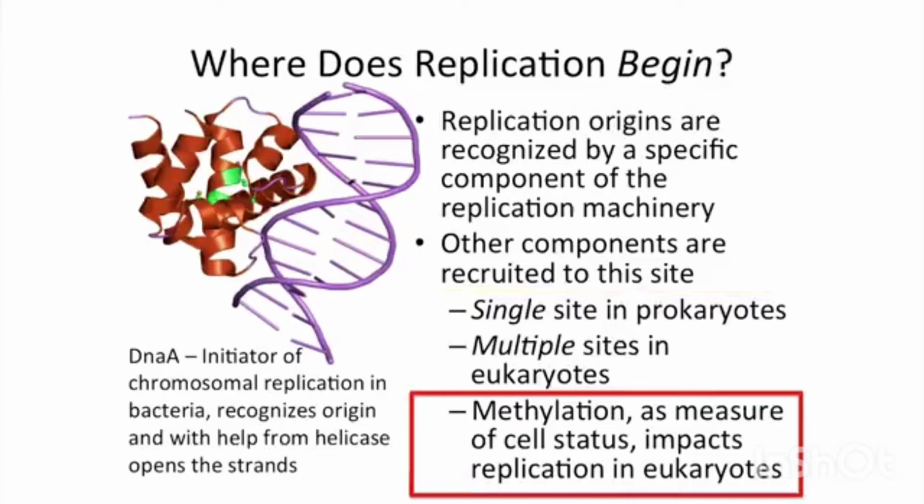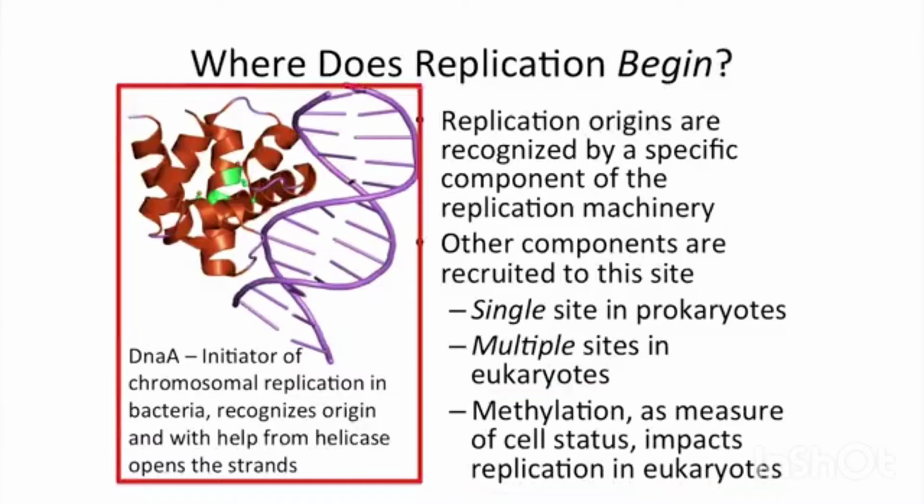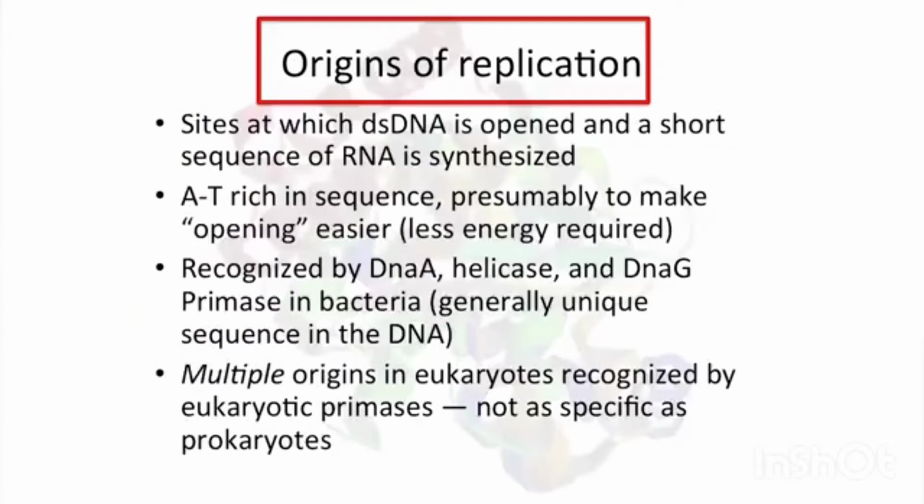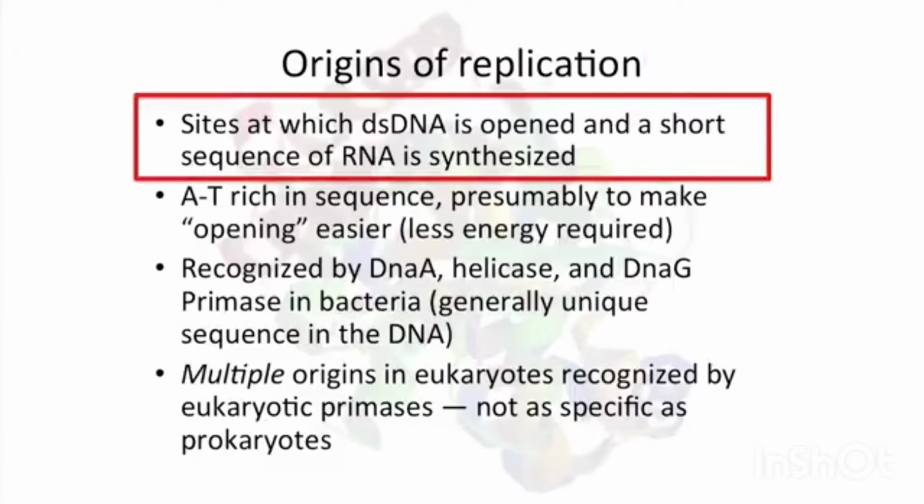Methylation in eukaryotes, which is a reflection of other things going on in the cell, is an important part of timing replication in higher organisms. DnaA is the protein shown here bound to DNA. It recognizes sites that are the points at which the DNA is first separated and the first RNA primer is made. DnaA recognizes the origin of replication and forms a complex with helicase to open the strands and allow DNA primase to come in and begin the replication process.